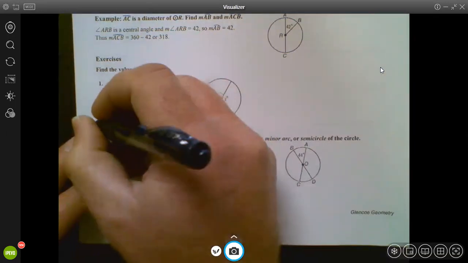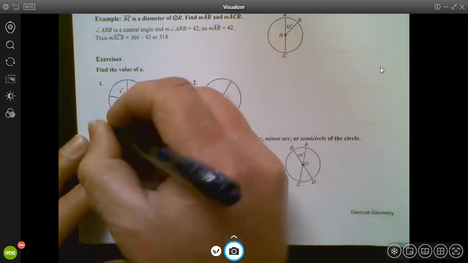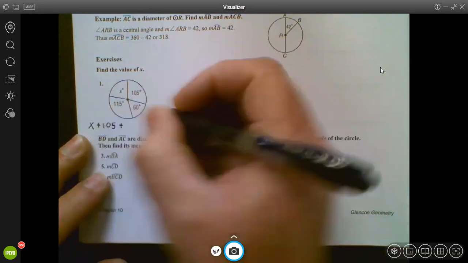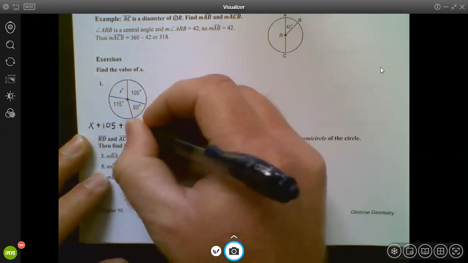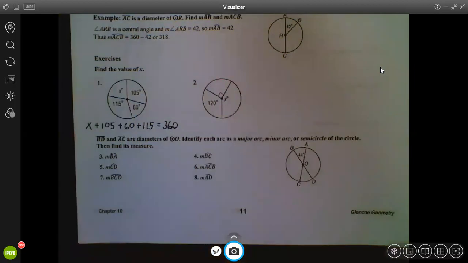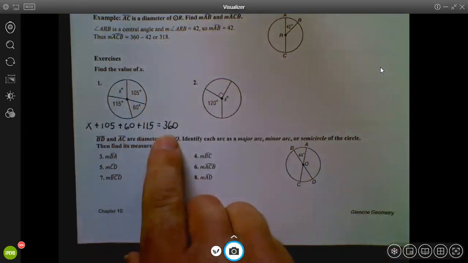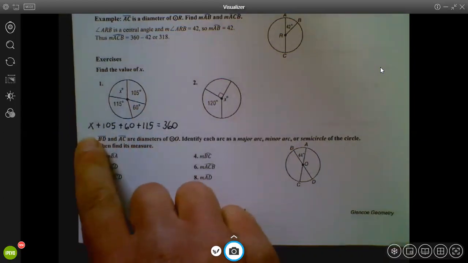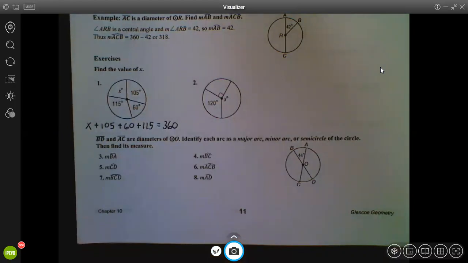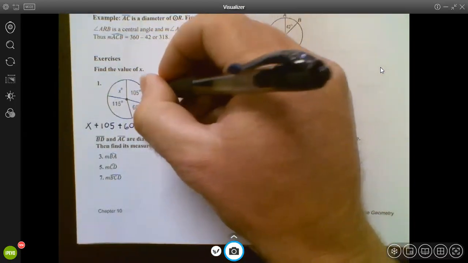So that means if you're going to write an equation, we could say something like x plus 105 plus 60 plus 115 is 360. So all four of those put together should add up to 360. And so that gives us a little equation to solve so that we can just solve for x. So in other words, if I were to take those three angles, subtract them from 360, that would tell me what is left over for our missing central angle up there for x. So if we subtract those guys from 360, we're going to find that x is equal to 80 degrees.